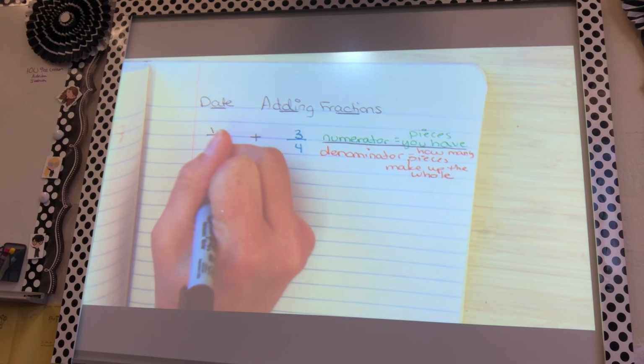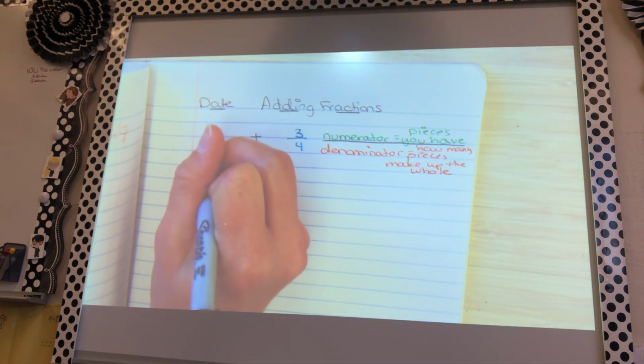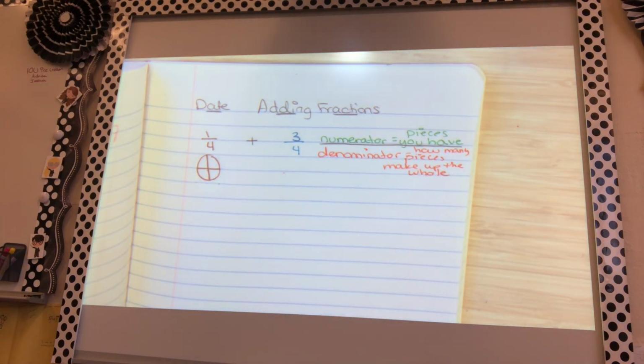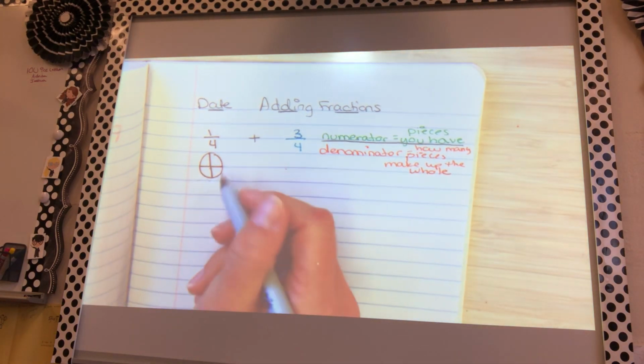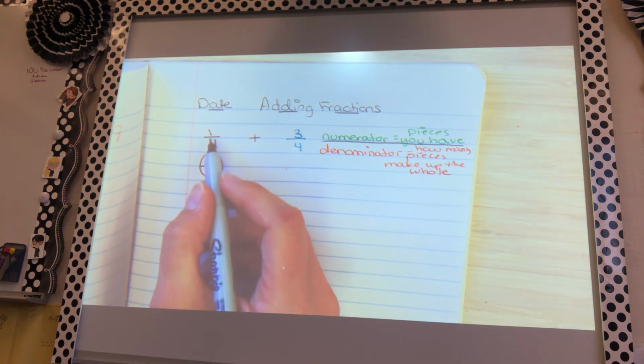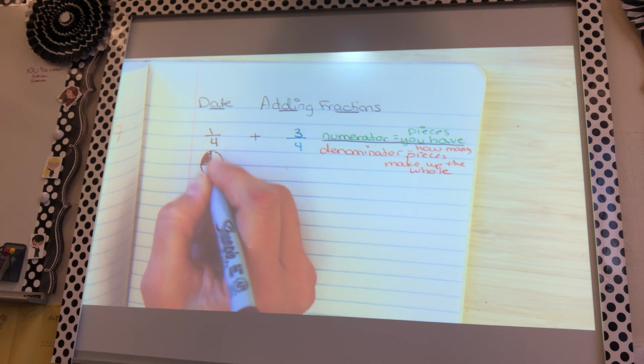So I like to think of food. If I look at a circle, I can pretend it's a pizza that's cut into 4 slices. That would be 4 makes up the whole pizza. 4 slices make up the whole pizza. But I have 1 slice out of the 4. So that would be 1 area shaded in.